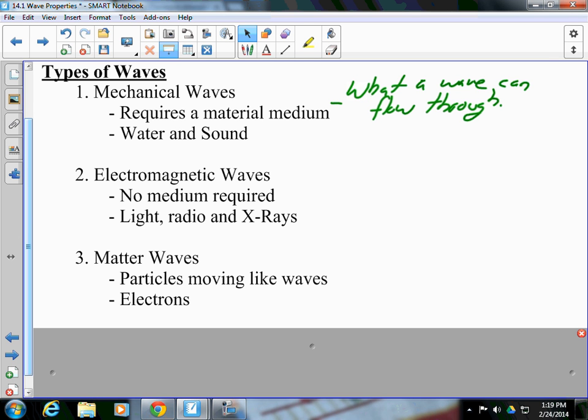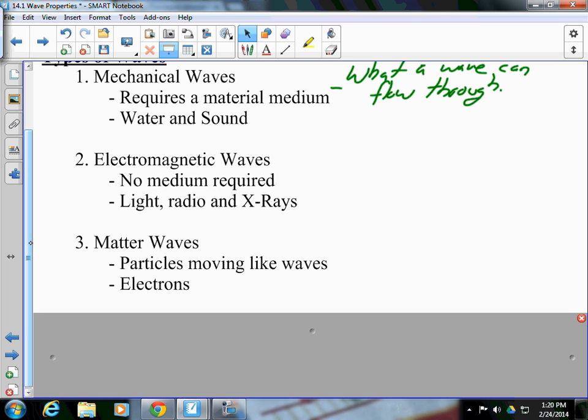Sound, for example: if I try to talk in outer space in a vacuum, sound cannot travel because there's no medium. There's nothing for it to travel through. So that's number one. Number two, electromagnetic waves. No medium required. These are the 7 types of electromagnetic radiation that you've studied before: X-rays, gamma rays, microwaves, radio waves, ultraviolet light, infrared, visible light. All those are the electromagnetic waves. And then we have matter waves, which are particles moving like waves, and an example of those are electrons.